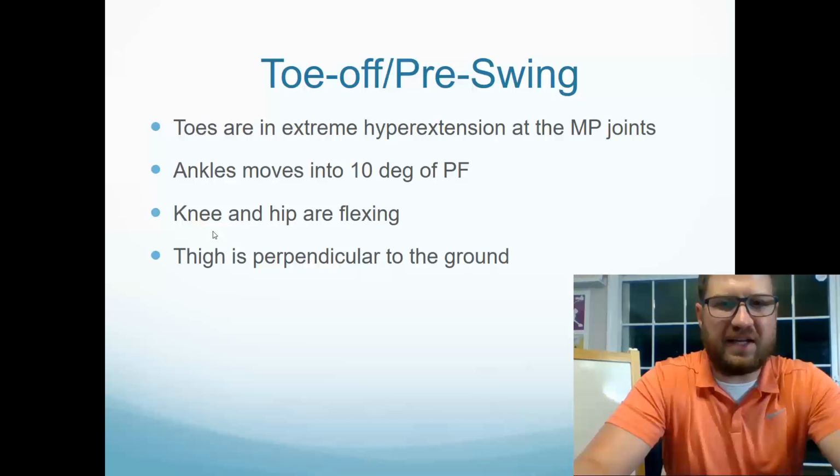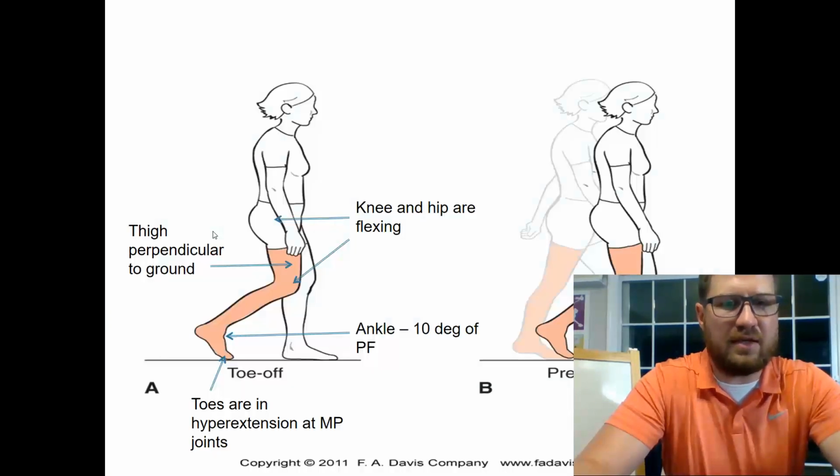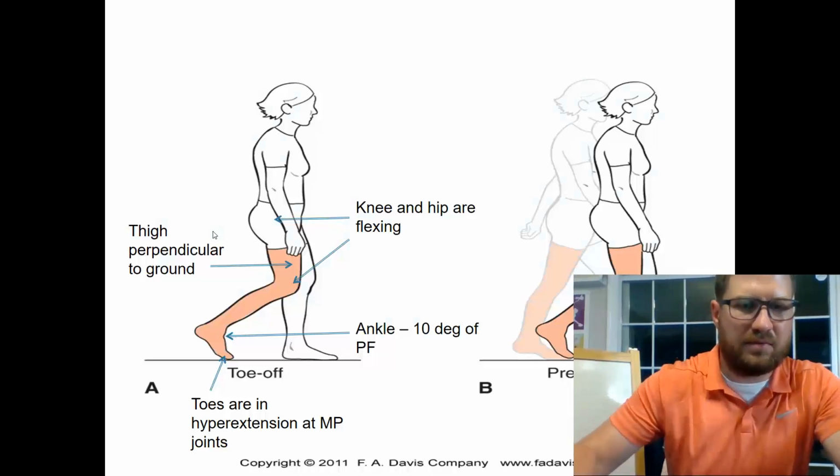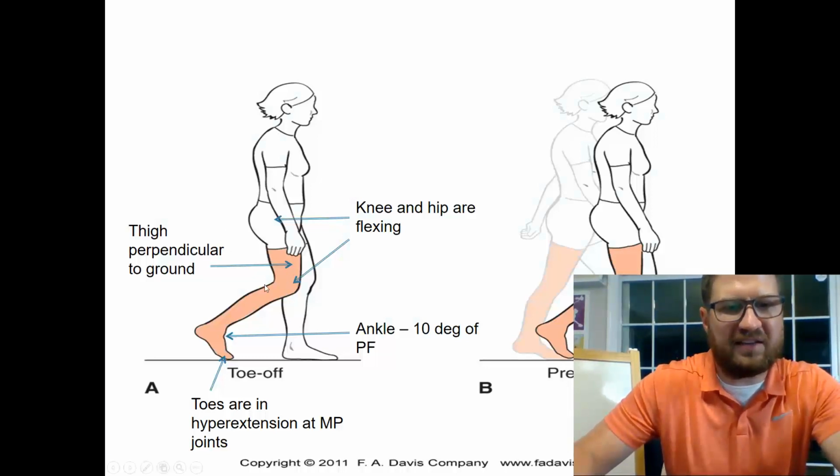Knees and hips are now flexing, and our thighs are perpendicular to the ground. So even before that foot comes off the ground, that knee is now flexed. This is because we can flex the knee now because we are in double stance.